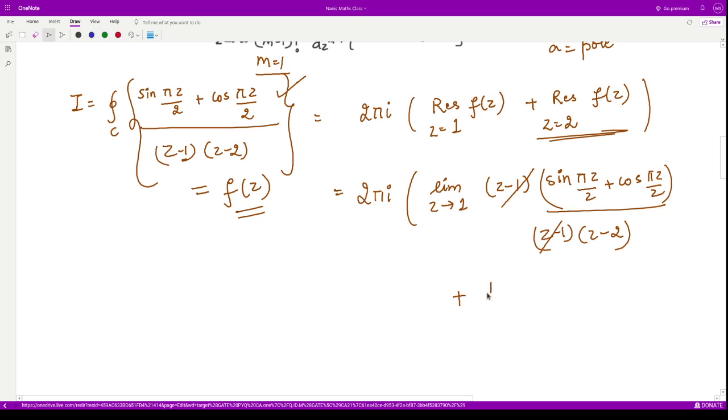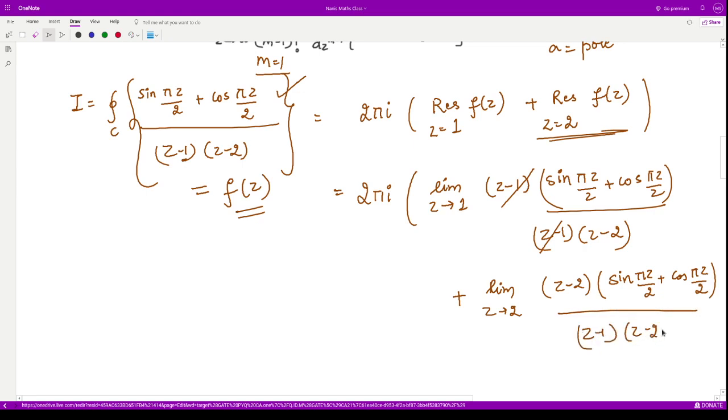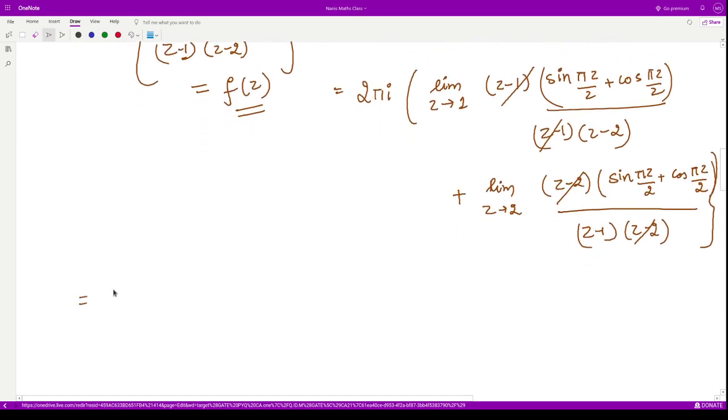And the residue calculated at the point 2 would simply be the limit z goes to 2 of (z minus 2) multiplied by this function f(z), that is (sin(pi z/2) plus cos(pi z/2)) divided by (z minus 1)(z minus 2). So from here this and this cancel. So let us substitute the limits. We would have 2 pi iota multiplied by, when you substitute z is equal to 1, sin(pi/2) plus cos(pi/2) divided by 1 minus 2, that would be minus 1.